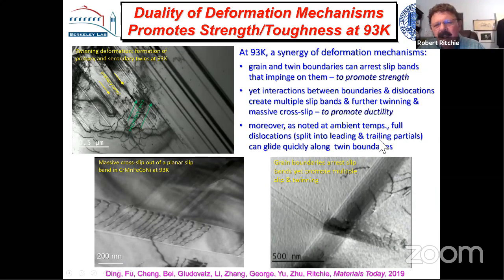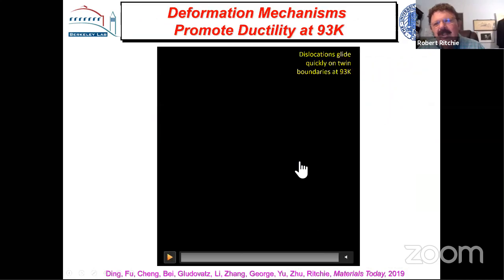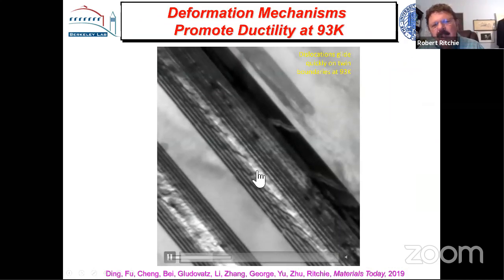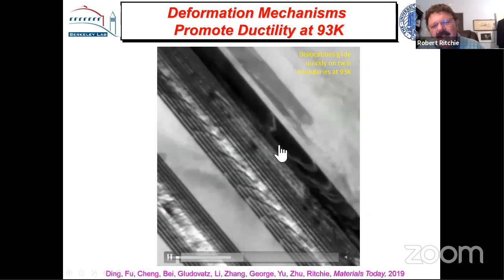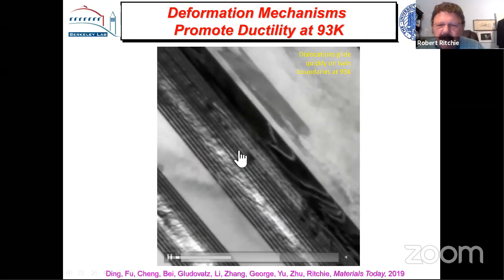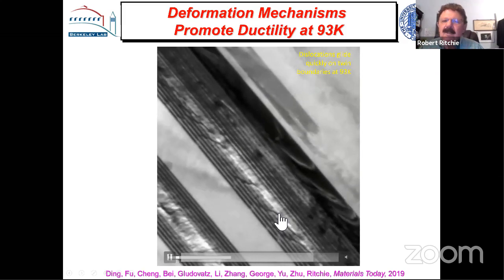Just one more movie here shows, this is at near liquid nitrogen temperatures, and you can see the twin boundaries, which do arrest dislocations and impinge on them, also provide pathways for these dislocations to move.